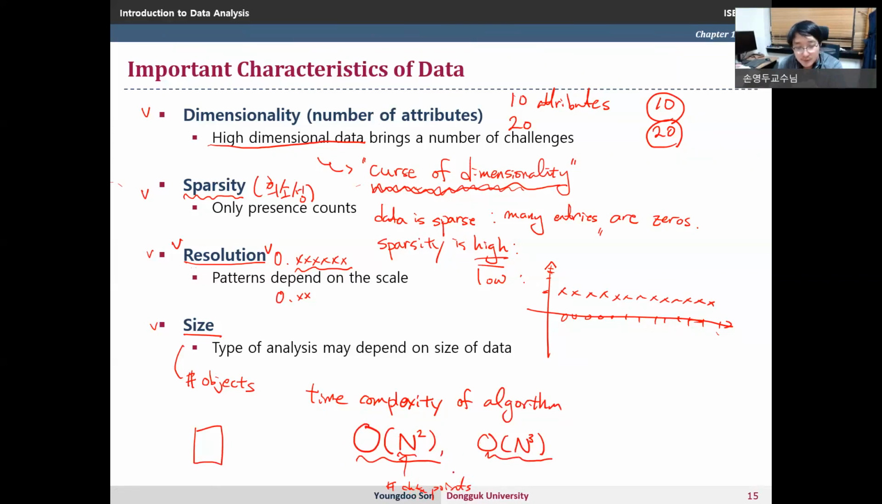Okay. So you don't need to know this one for this lecture. However, we need to consider that some analysis may depend on the size of data, especially on computational time.